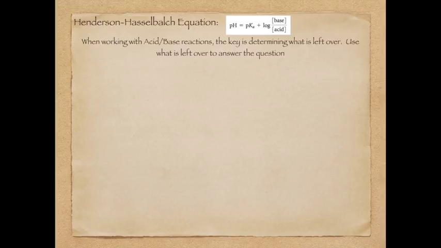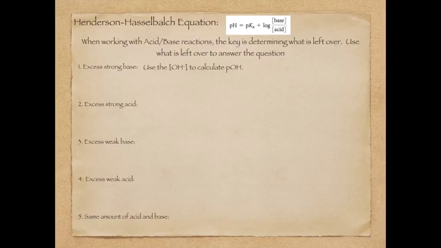Okay, so here are the rules that I came up with in order to try and make these types of problems make more sense. The first one: if you have extra strong base, it doesn't matter if you are reacting that strong base with a weak acid or a strong acid. All you have to do is use that concentration of hydroxide ions to calculate the pOH. That's it. Because at that point, you don't have any more acid left over. Therefore, you can just use the concentration of OH to calculate pOH.